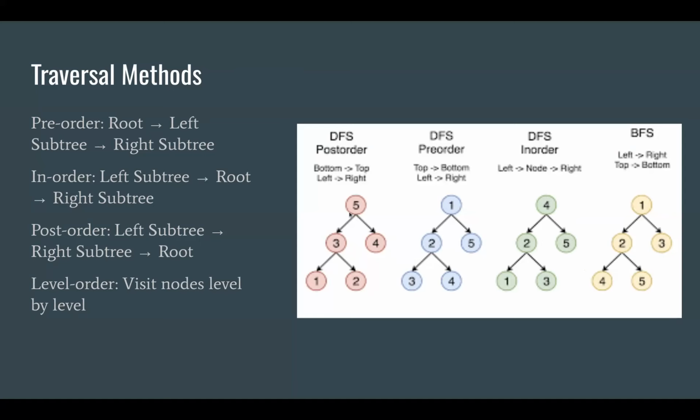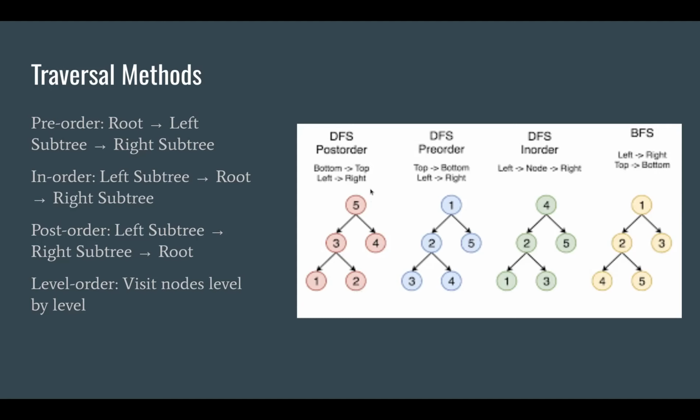Similarly, post order, unlike in order, you will visit left subtree, right subtree, and root. So you go all the way left to the left subtree, and then instead of going to root first, you go to right subtree, and then root. Then you will go to right subtree, then root.